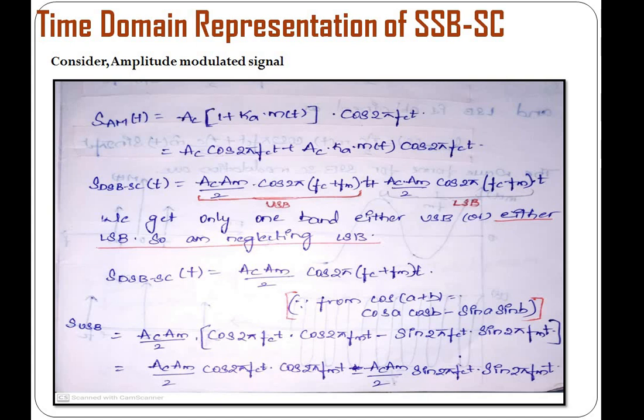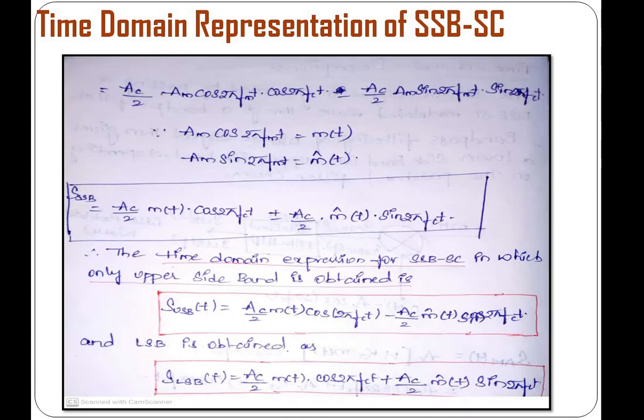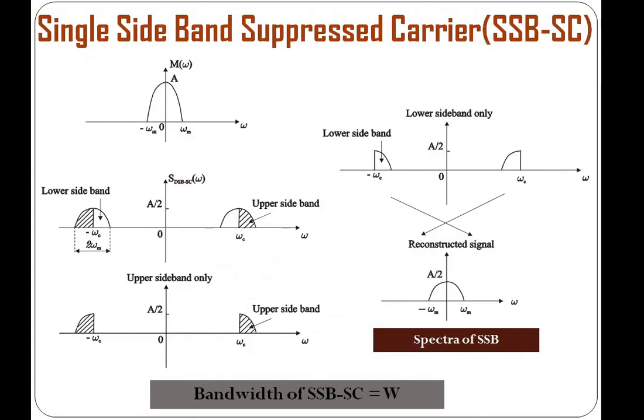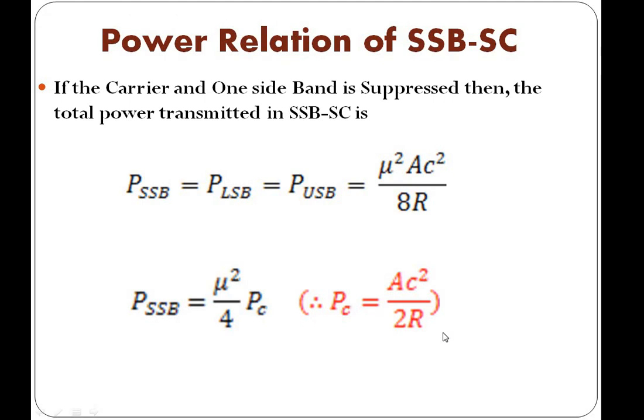And this is the time domain representation of your SSBSC. What is the formula for your SSBSC? (Ac/2) m(t) cos 2πfct plus or minus, for both upper sideband and lower sideband, (Ac/2) m^(t) sin 2πfct. This is the frequency spectrum of the upper sideband and lower sideband and the reconstructed SSB. These are the power formulas.